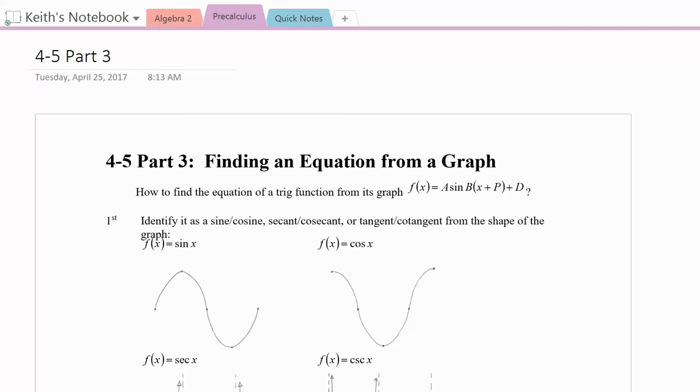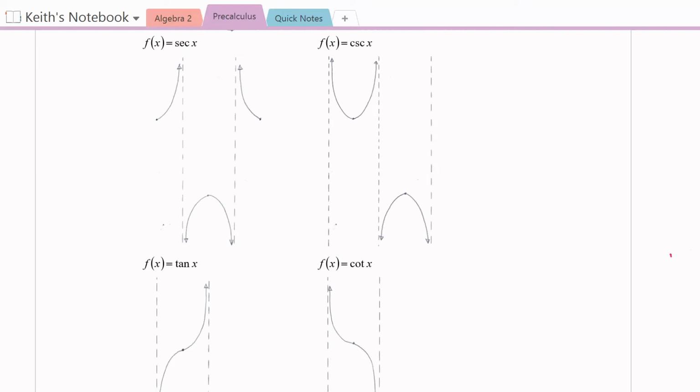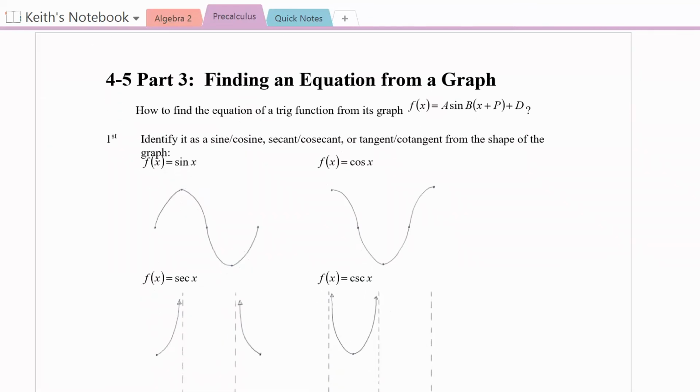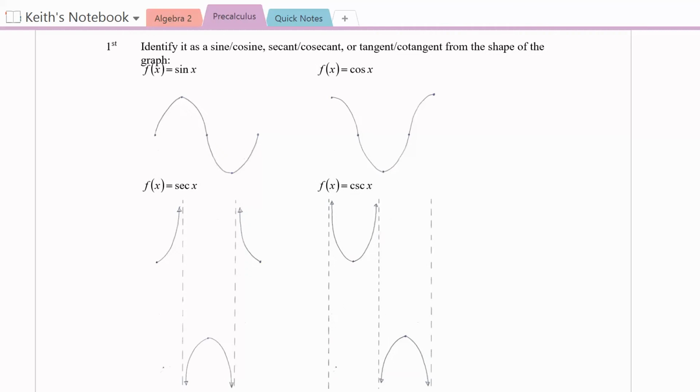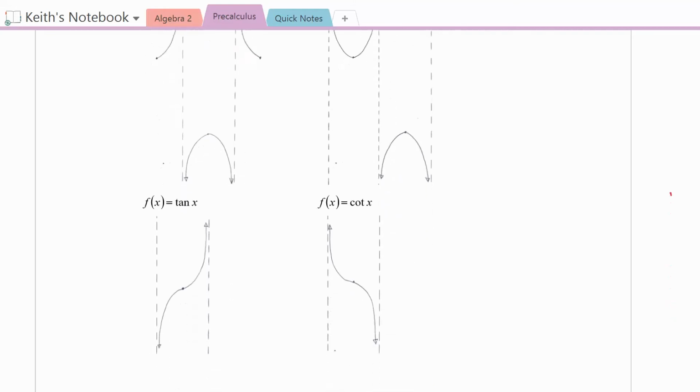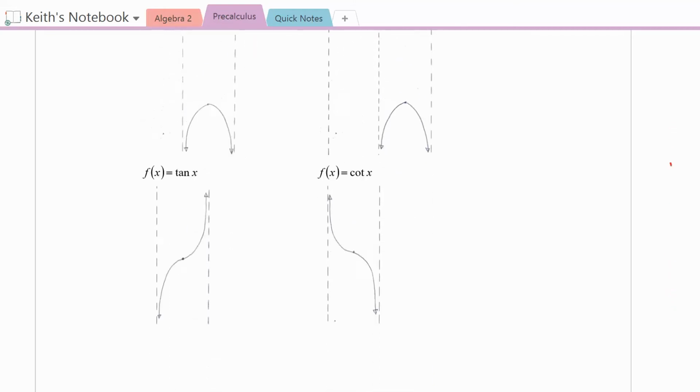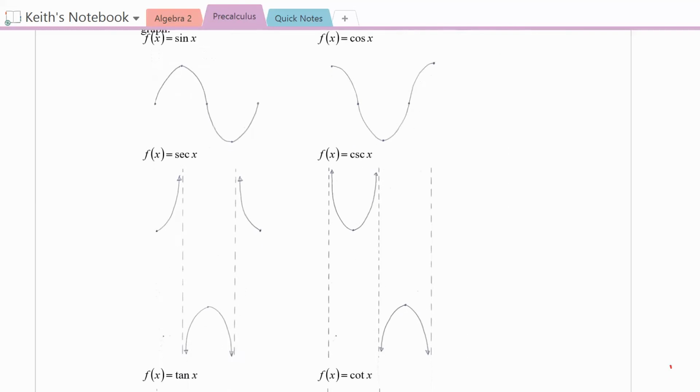So first, we're going to have to identify what type of graph it is. Is it a sine and cosine graph? Is it a cosecant, secant graph? Is it a tangent, cotangent graph, from the shape? So here in the first part, I've given you the different shapes to look at.